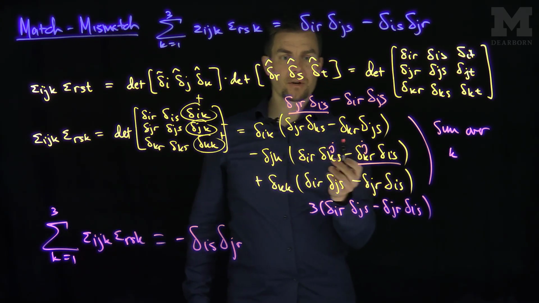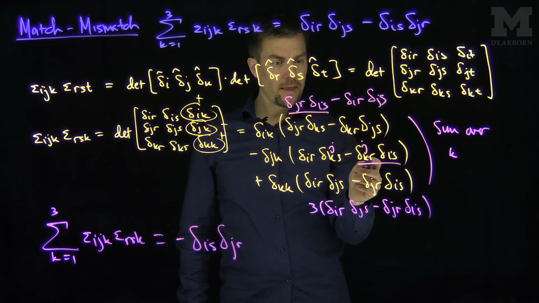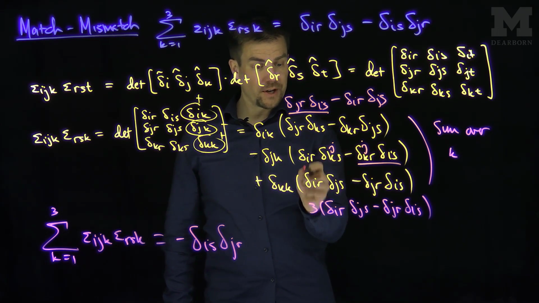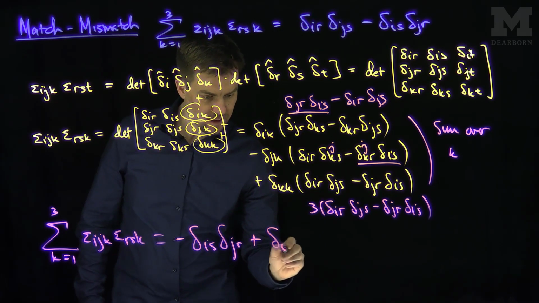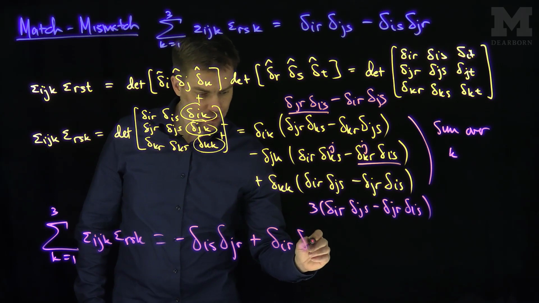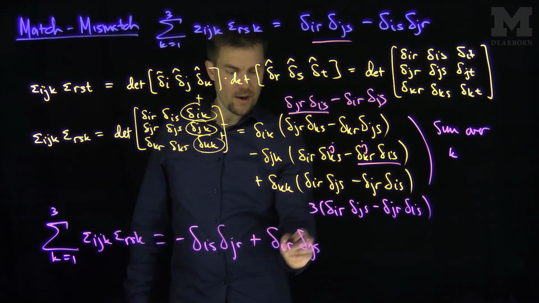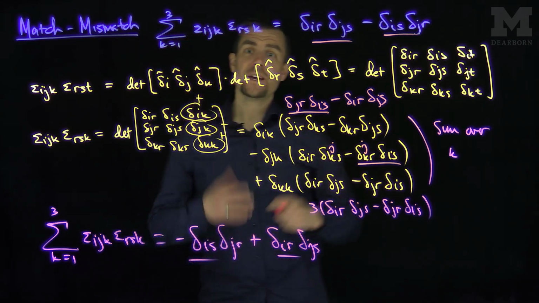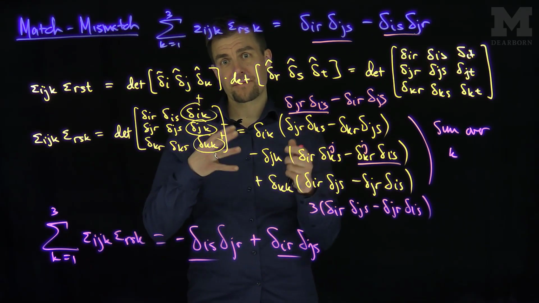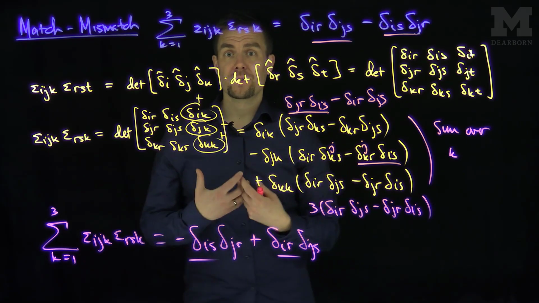And now I can look at the other terms, the delta IR, delta JS. I have a negative 1 over here, then I have a negative 1 over here, then I have a positive 3 over here. So I get a total of positive delta IR, delta JS. And this proves it: this term is this term over here, and this term is this term over here, it works out perfectly. So using the fact that the permutation symbol is the determinant of these basis vectors, delta 1, delta 2, and delta 3, we can use the Kronecker symbol to prove the match-mismatch identity.